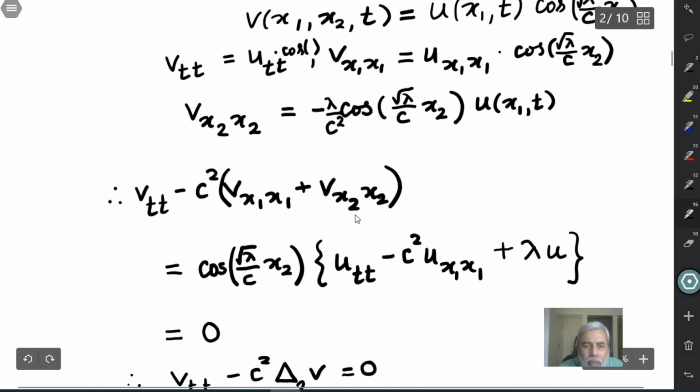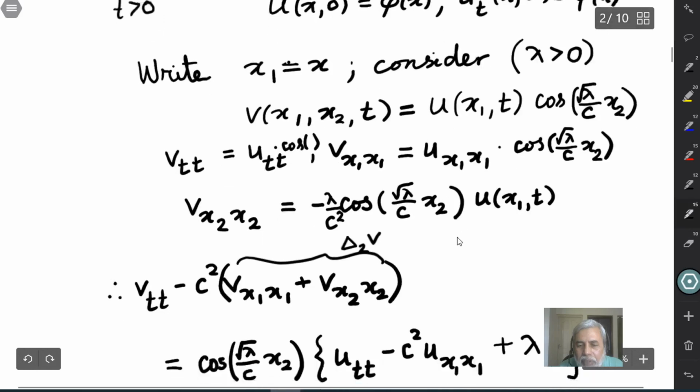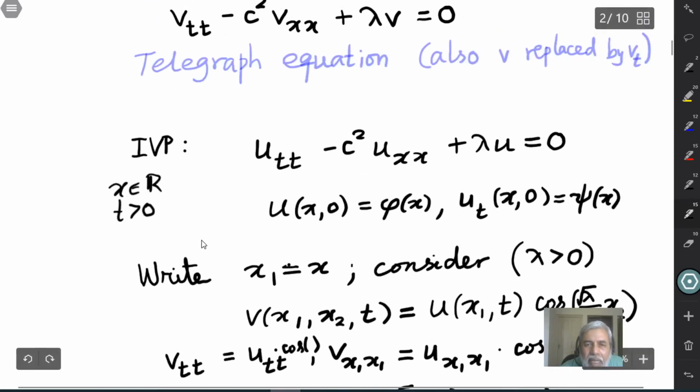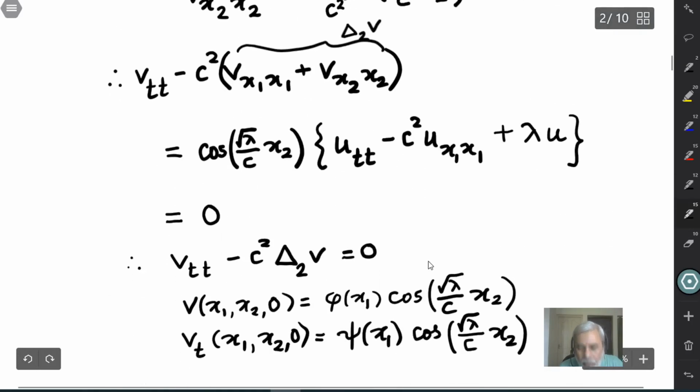Now you see that we compute this wave operator on v: v tt minus c square into the Laplacian of v, which in our earlier temporary notation is the Laplacian in two dimensions. You plug in these computations, and the cosine factor is everywhere, so that comes out, and in the bracket you have u tt minus c square u x1 x1 plus lambda u, and since u satisfies the given Telegraph equation, that is 0. So with this change of variables, v satisfies the wave equation. This is just the 2D wave equation.